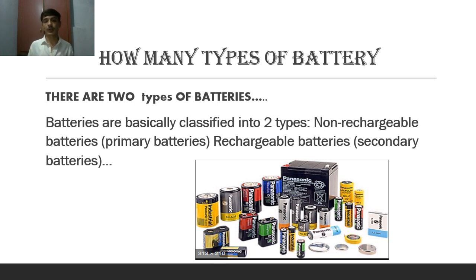How many types of batteries? There are two types of batteries. Batteries are basically classified into two types: non-rechargeable batteries, primary batteries; and rechargeable batteries, secondary batteries.